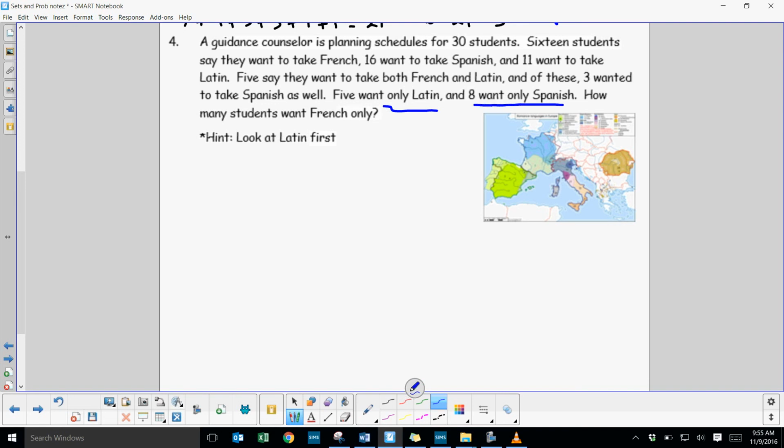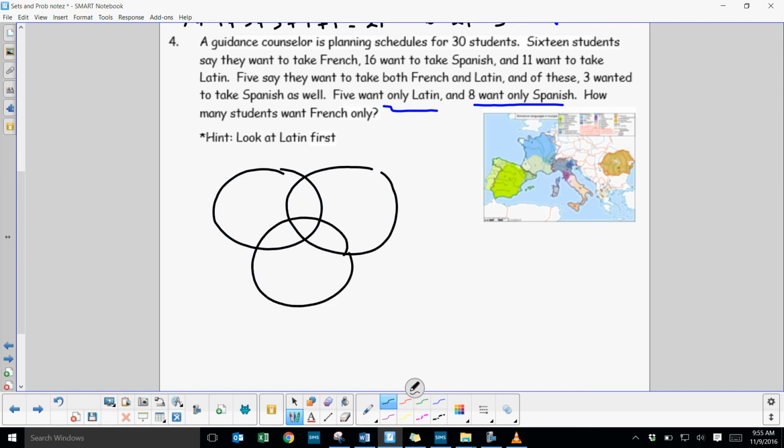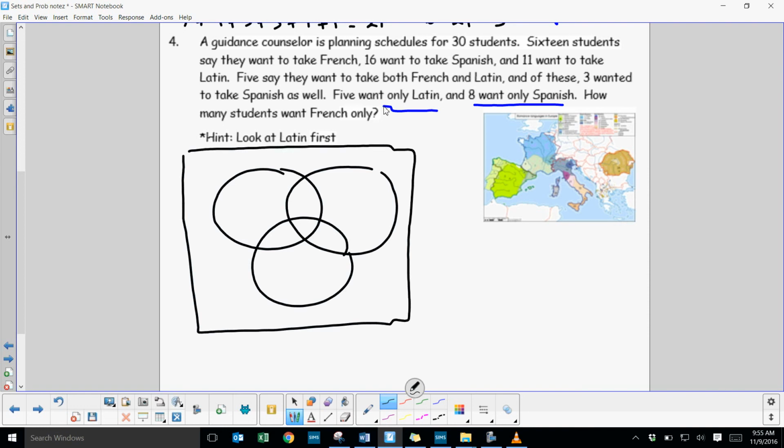Again, there is a fair bit of overlap, so we're going to have to do 3 overlapping circles. If in doubt, just do overlap, and if it turns out there's no overlap at all, you can always do a different one afterwards. So universal set, that's what we've got to label. I've got to label the languages. I'm going to do French here, Spanish here, and Latin down here.